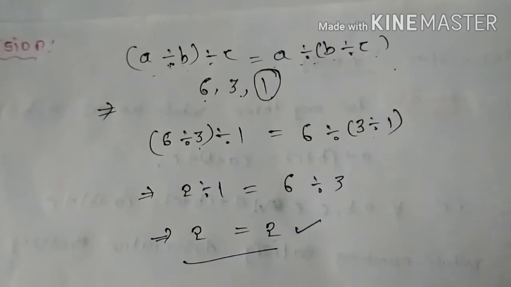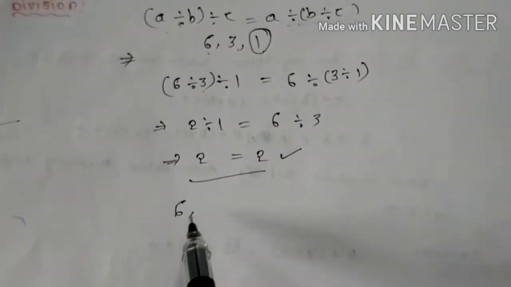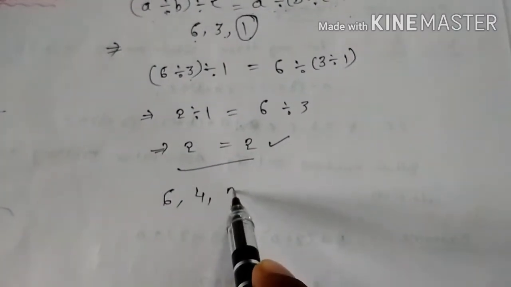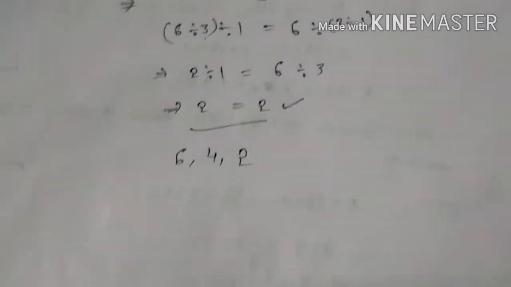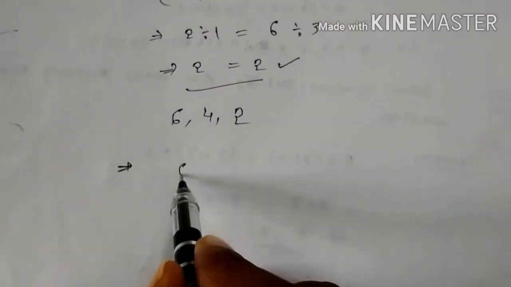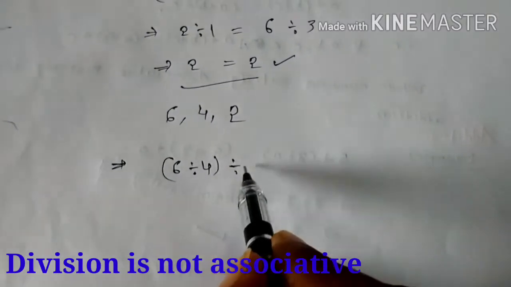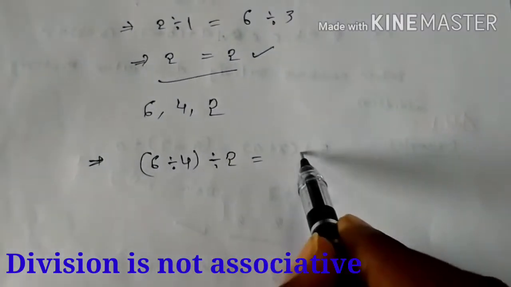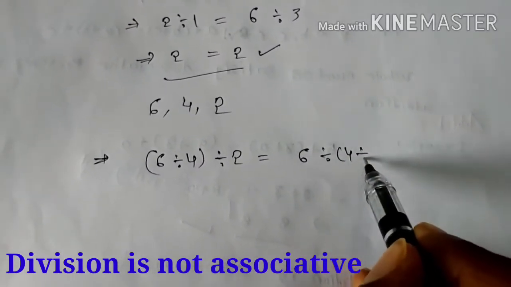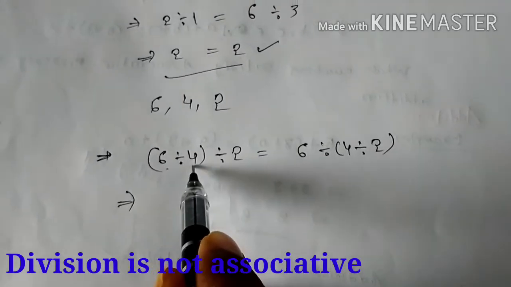For example, instead of 1, if I am taking 6, 4, 2, see here. 6 division 4 division 2 is equal to 6 division of 4 division 2. Now you can see on the left side, 6 division 4 how much here?